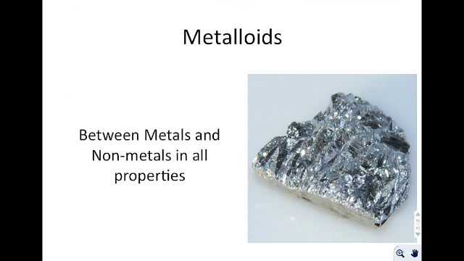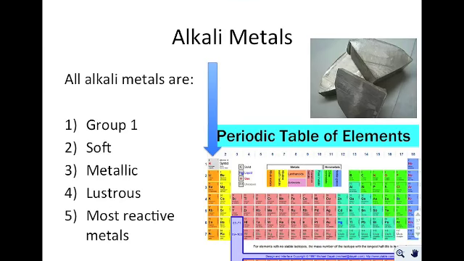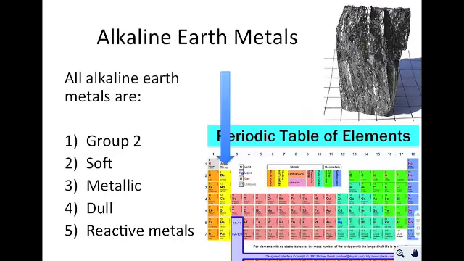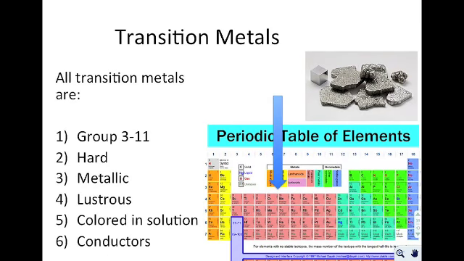Metalloids are somewhere between the metals and nonmetals in all properties. That's why they tend to be semiconductors in heat, semiconductors in electricity, those sorts of things. Alkali metals, you see, are group 1. They're soft, metallic, lustrous, and they're very reactive. Alkaline earth metals, group 2: soft, metallic, dull, reactive. Transition metals, group 3s: hard, metallic, lustrous. They tend to make colored solutions, like copper makes blue or green, depending on what it's paired with, and iron is red or orange. They tend to be conductors.